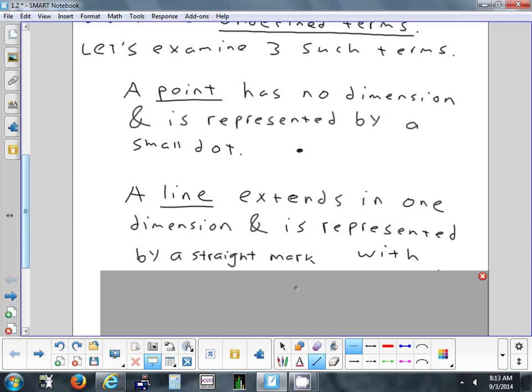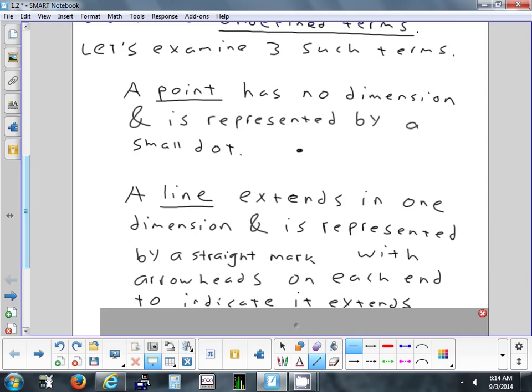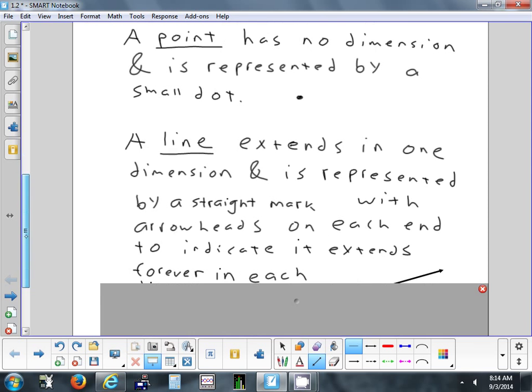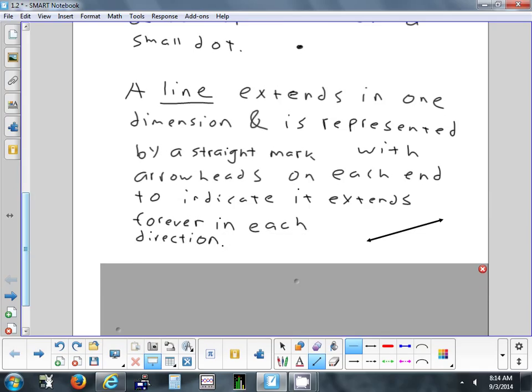And it's kind of difficult to say how to represent a line without using the word line. In fact, I think your book uses the word in the definition. That's generally not a good idea. So I tried to rewrite it the best I could, saying a line extends in one dimension and is represented by a straight mark with an arrow on each end. What the arrowhead on each end indicates is that it goes on forever. It's a little hard to see, but there are arrowheads on each end of that line. So no starting point, no stopping point. That's a line.